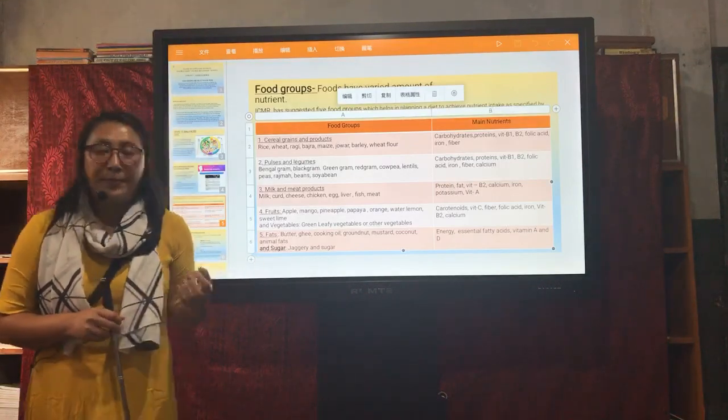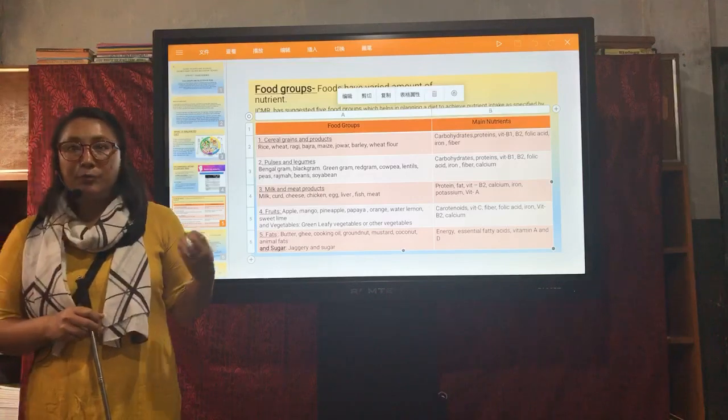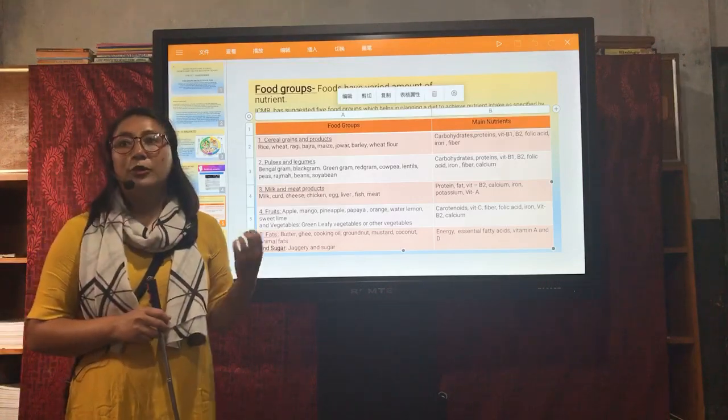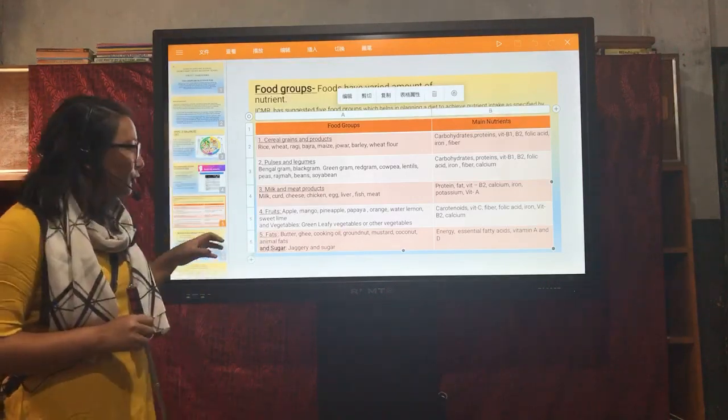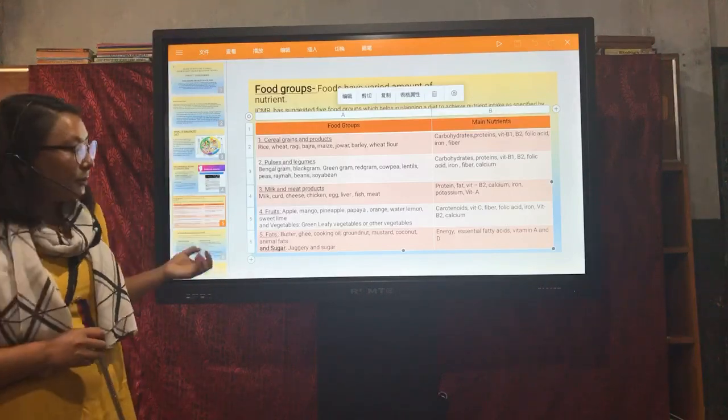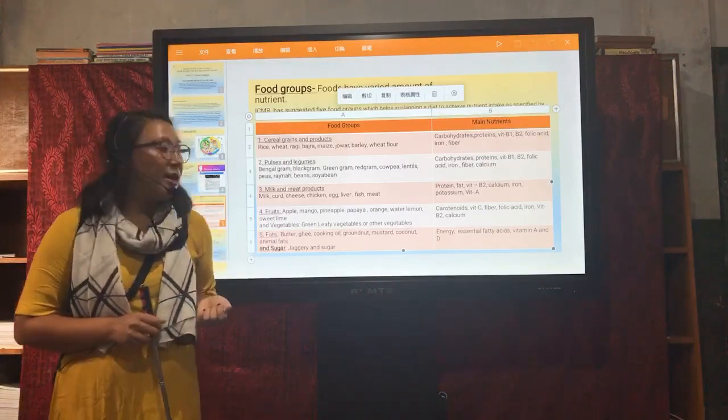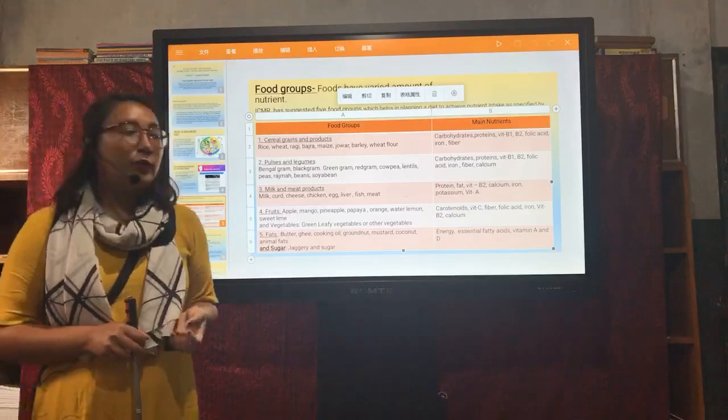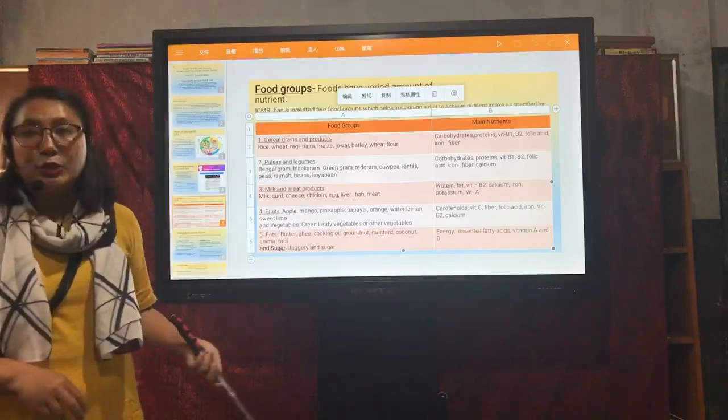Because of the lockdown, we might not be able to get imported or transported fruits, so we can opt for locally available fruits, which will help us to obtain nutrients like carotenoids, vitamin C, fiber, folic acid, iron, vitamin B2 and calcium.